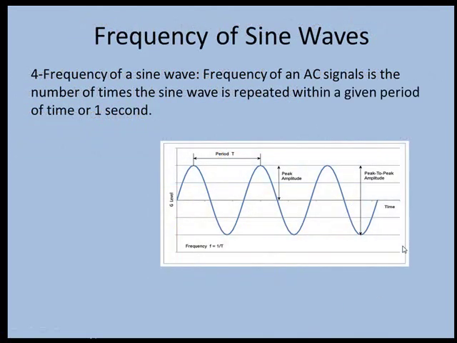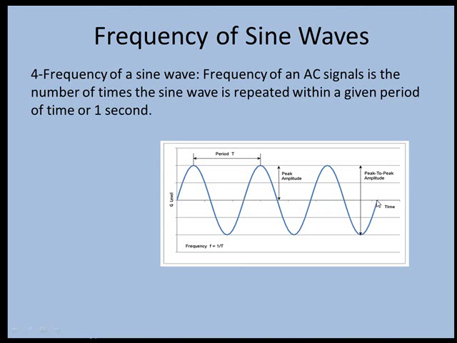Okay. In addition to that, we can talk about the frequency of a sine wave, and this frequency is defined as the number of times the sine wave is repeated within a given period of time, essentially 1 second. So let's just say that our whole time axis here is 1 second. Let's just say from this point to this point is 1 second.